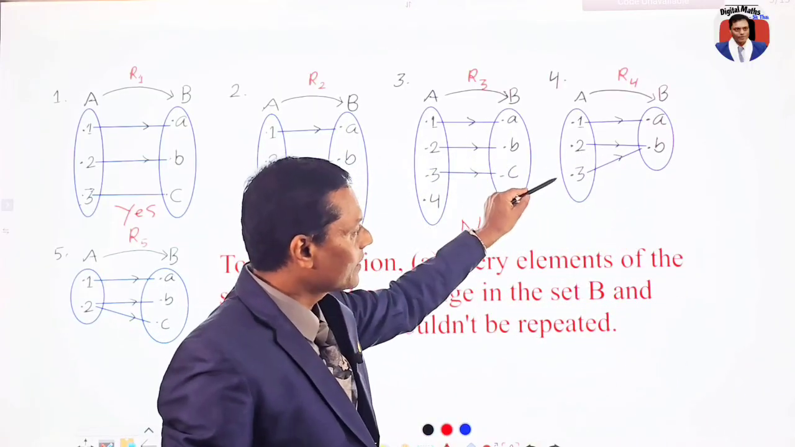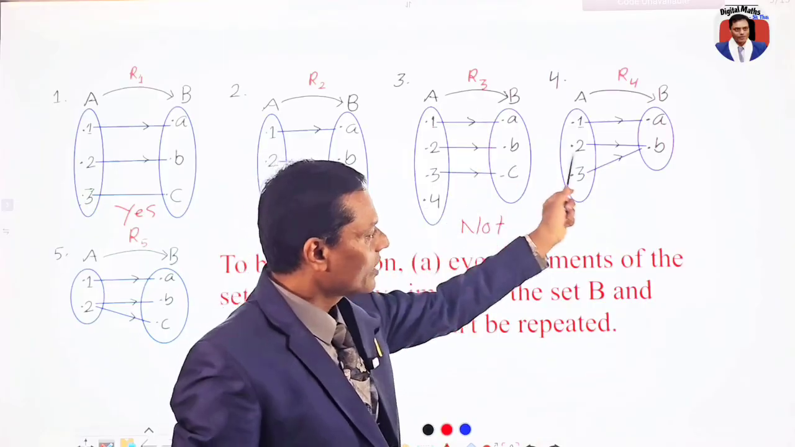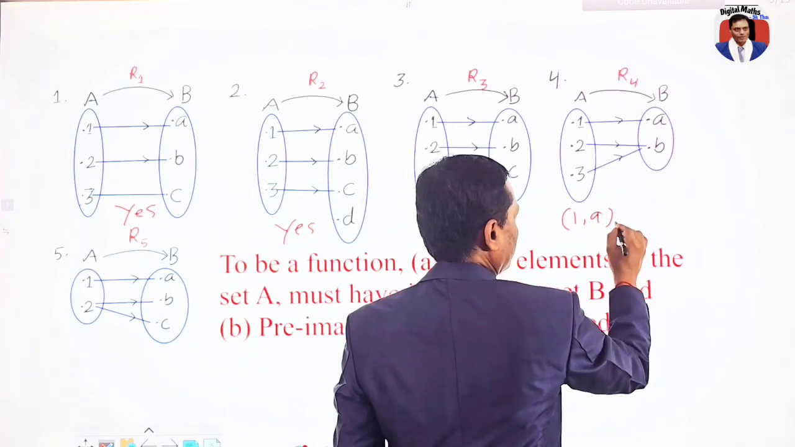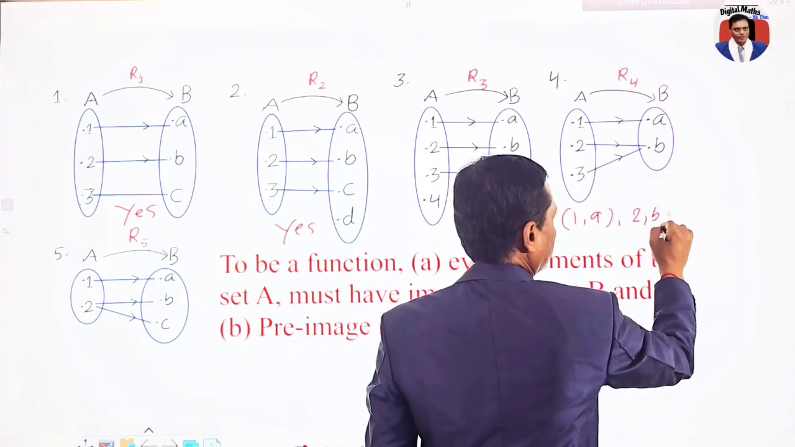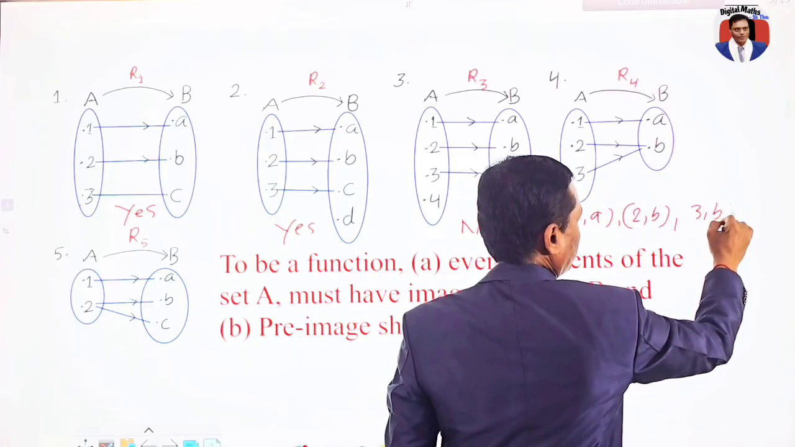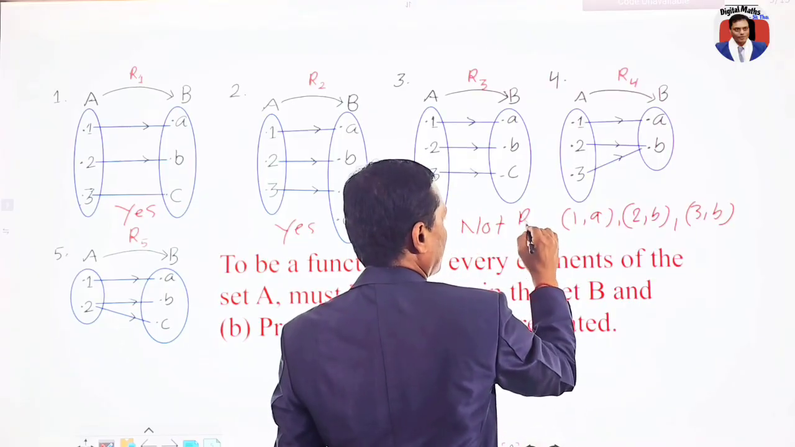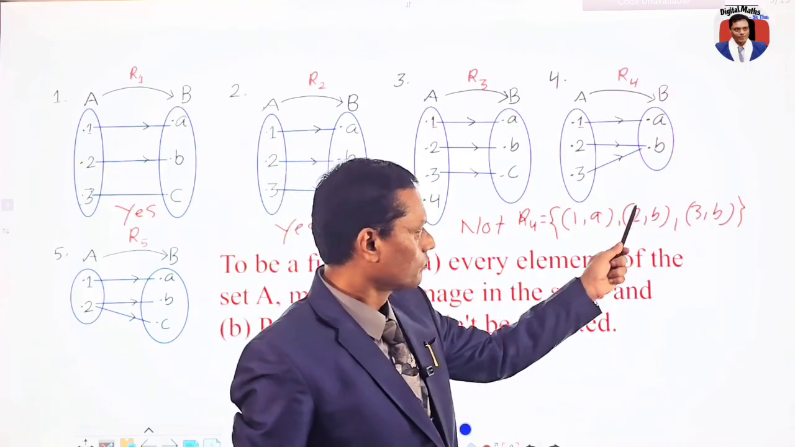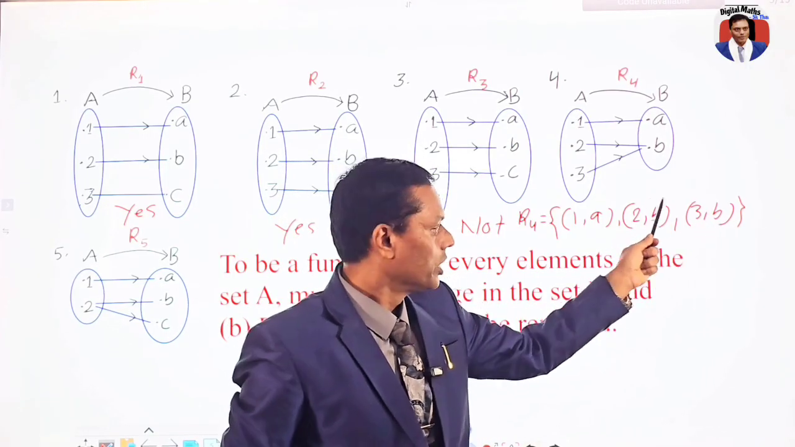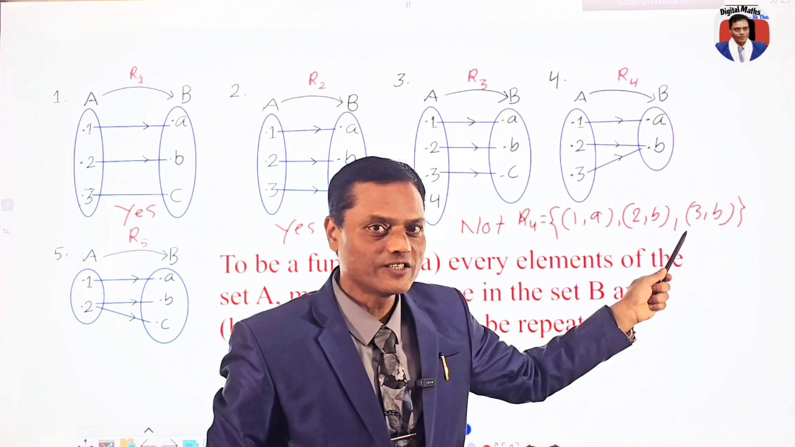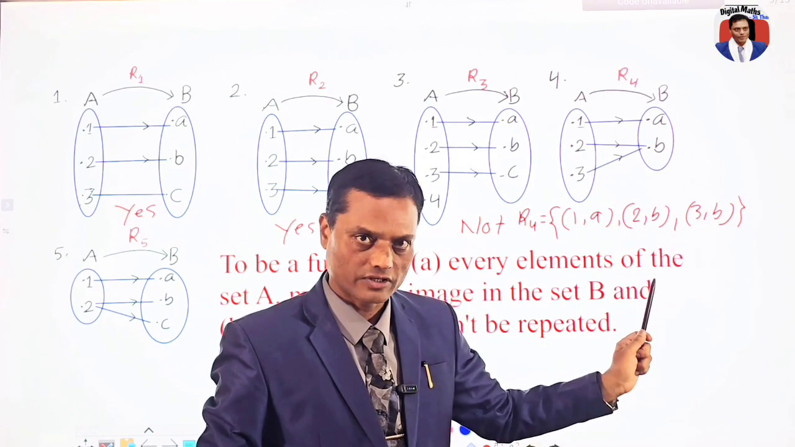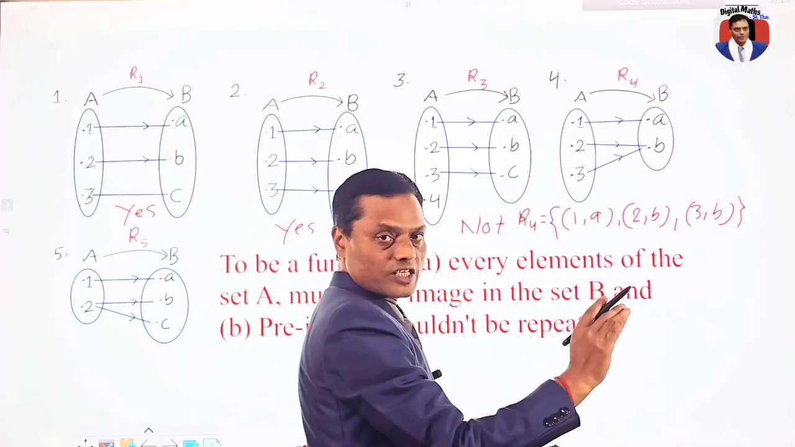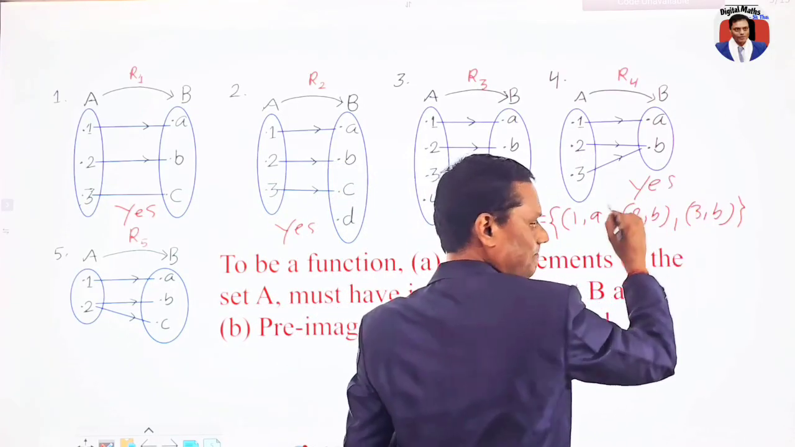So when you see carefully the relation 4, then you can see here 1 comma a, 2 comma b and 3 comma b. It's the relation, right, R4. Have a look here, b and b, that's image. Image is repeated, so when the image is repeated, it doesn't matter, it's a function. Preimage should not be repeated. And all the elements have image in the set B, so yes, it's also a function, right?